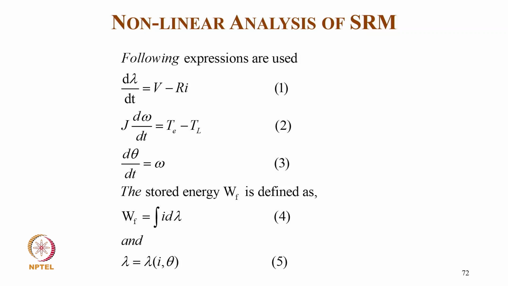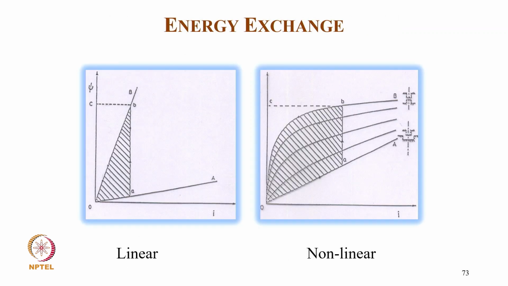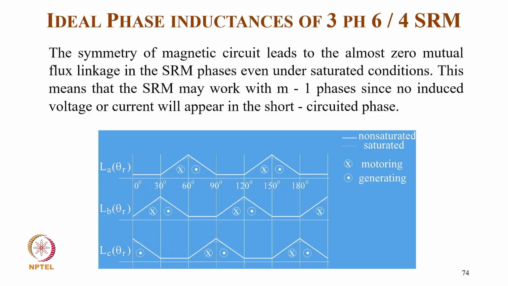So d lambda upon dt equal to v minus r i, and d omega upon dt is T minus TL, and d theta upon dt is omega, and the stored energy Wf is defined as Wf equal to integral i d lambda, where lambda is a function of i, theta. And you can see in the non-linear case you have a larger area which is responsible to do the work. So this area represents the work done, or you can call it the energy.